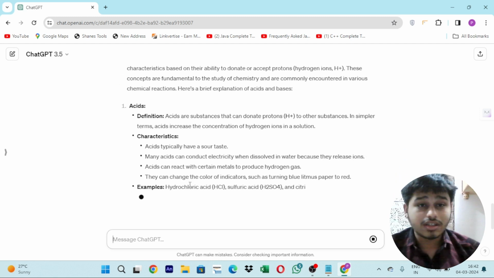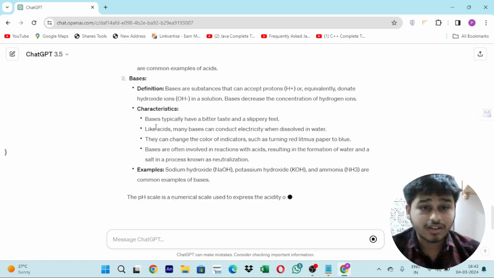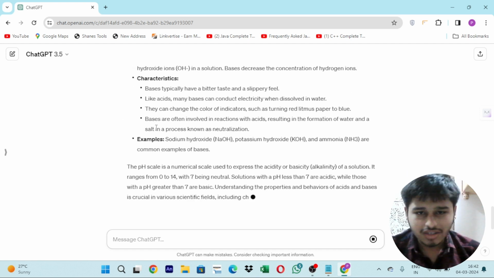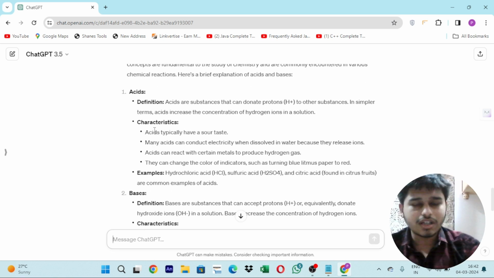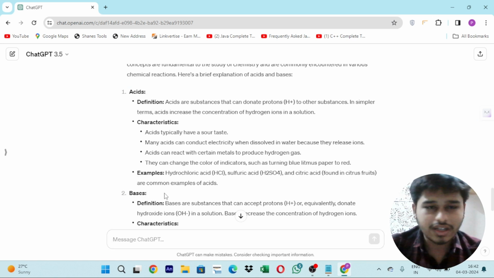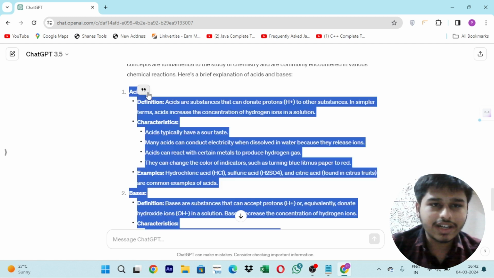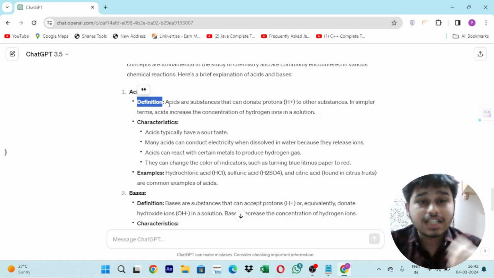You can see over here it's telling us the definition of acid, the definition of base, characteristics, and examples. Now, if you are a 10th standard student studying science, you know everything about acids and bases. First, ChatGPT is telling us the definition of acids, explained in just two lines. If you are not satisfied with these two lines, you can tell ChatGPT to expand this definition.